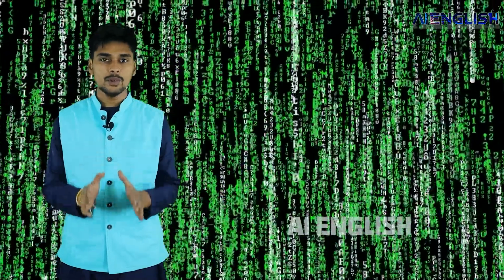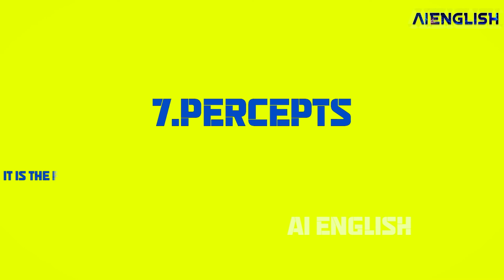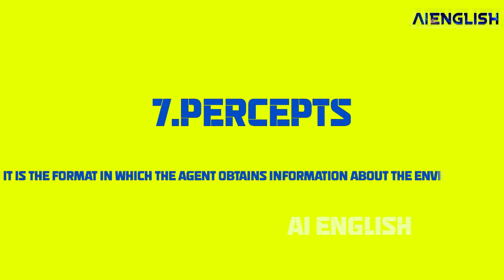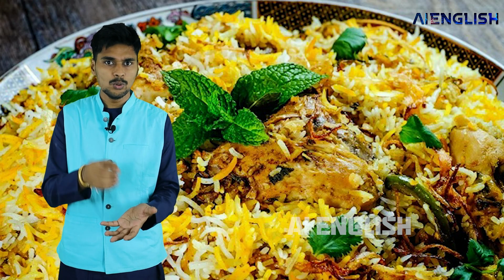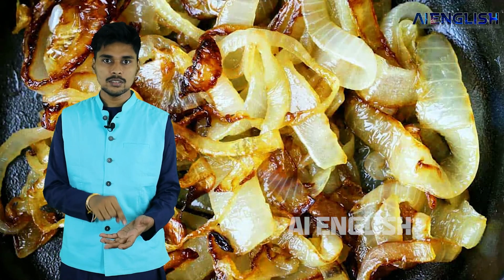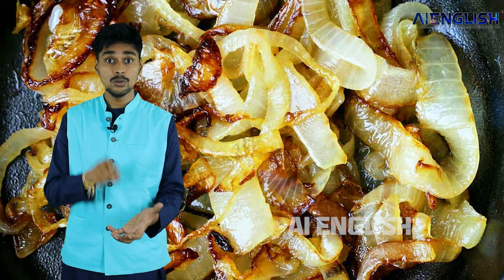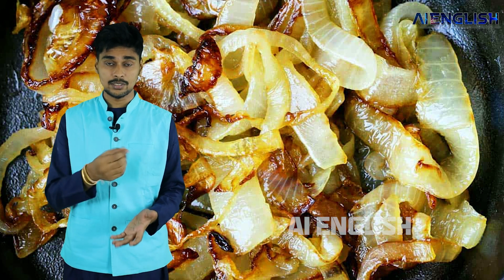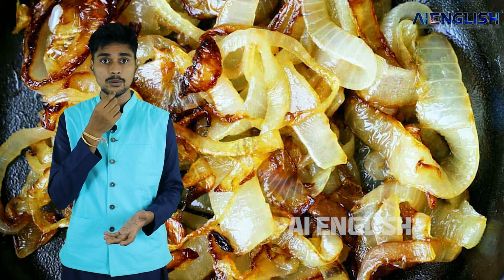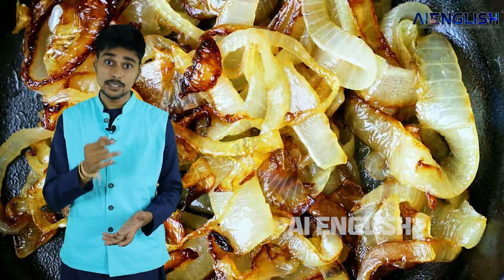Now the 7th terminology is percepts. It is the format in which the agent gets information from the environment. Again our biryani example. How can you detect the biryani is going well? By looking at the onions, if they turn brown, that is a percept. You are looking at it, okay, it is detecting. So it went brown, and you taste some of the rice and you feel, okay, salt is fine, everything is fine. That is also a percept.